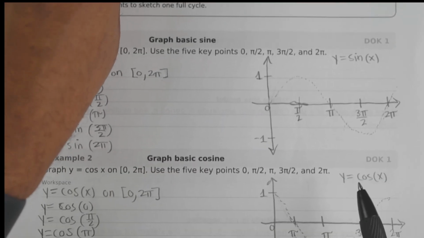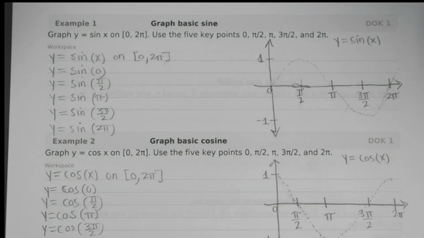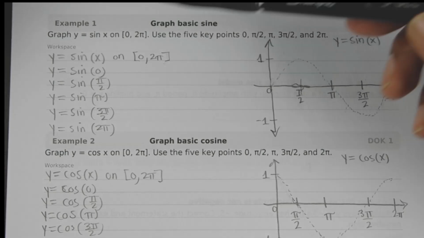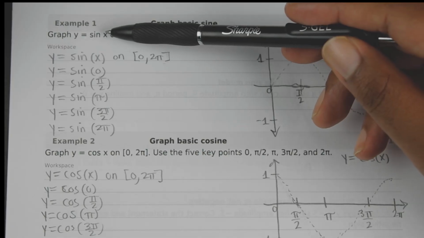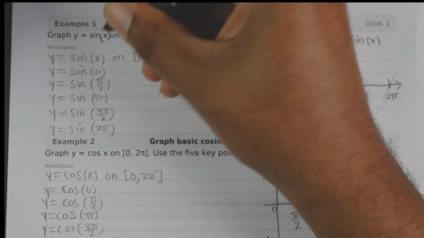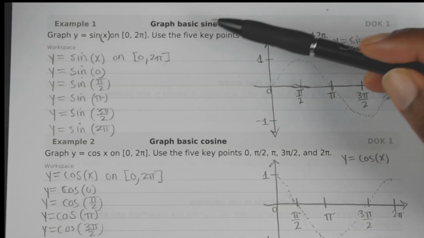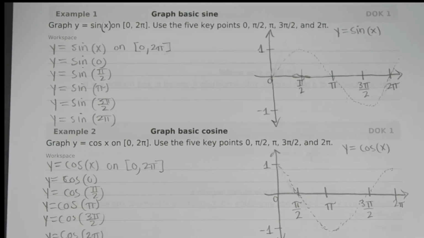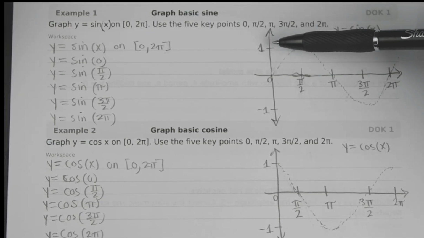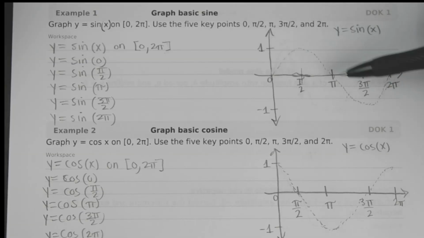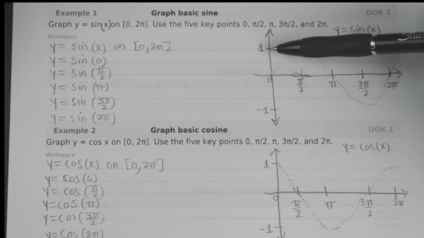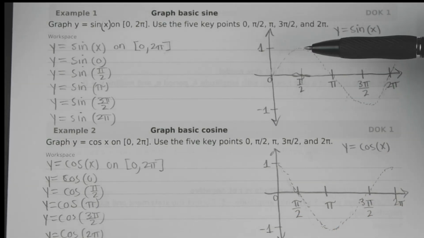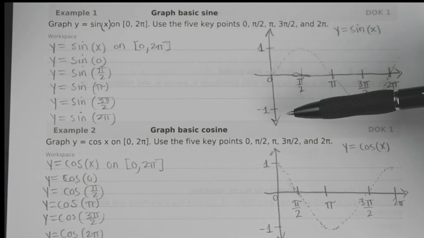Example number 1 tells us to graph this common function, or the basic graph of sine, okay? So y is equal to sine x on this interval. Use the 5 key points. Now I've already sketched the graph so that it wouldn't take this video long to produce. The amplitude of these functions would always be from 1 to -1. Same for cosine x, as you can see in example number 2. So this is what the basic function would look like.